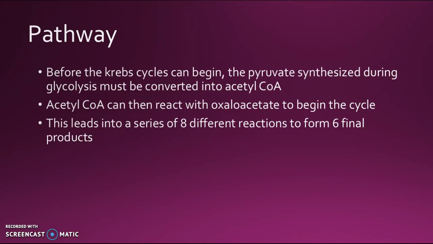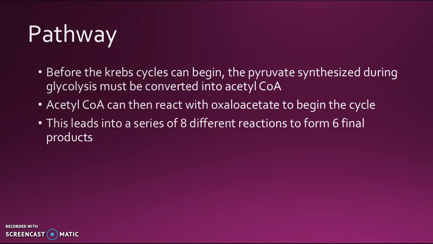The pathway of the Krebs cycle. First, before the Krebs cycle can even begin, pyruvate that's synthesized during glycolysis must be converted into acetyl-CoA. All these metabolism pathways really connect together. You start with glycolysis, where you're breaking down glucose and you get pyruvate. Then the pyruvate is made into acetyl-CoA, and that's going to form your NADH and FADH2, which then convert into the ATP.